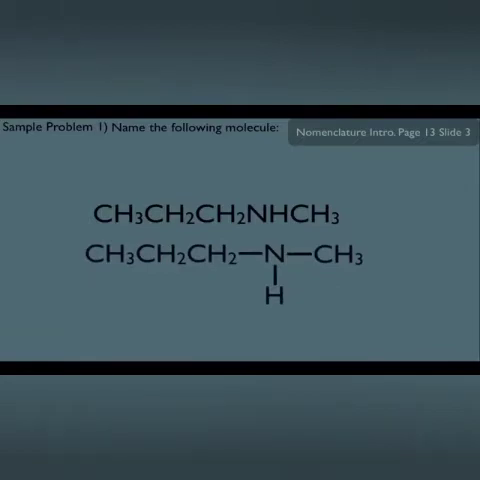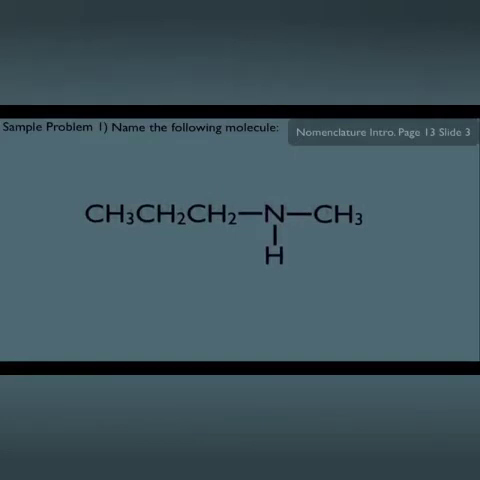This really is this right here. So let's look at this structure instead. This brings some clarity to the molecule and helps us better name it.